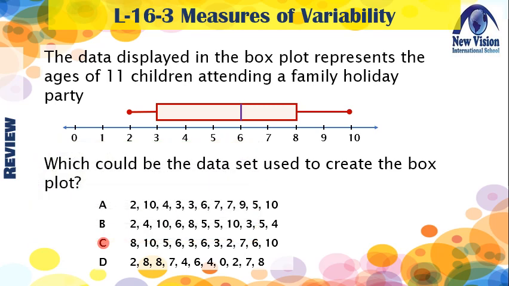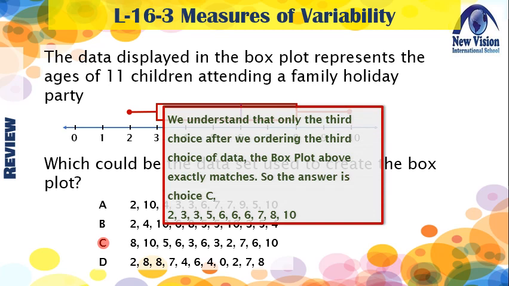We understand that only the third choice, after ordering the data, exactly matches the box plot above. So the answer is choice C. 2 3 3 5 6 6 6 7 8 10.